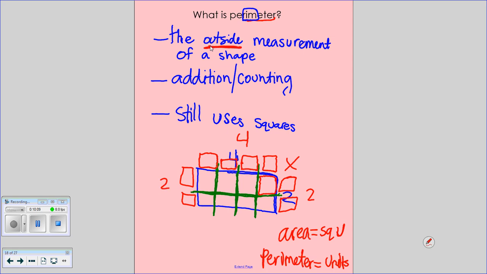Are we done? No. We need to do the bottom. How many is going to go on the bottom, Ella? 4. Am I going to put any in my corners? Nope.